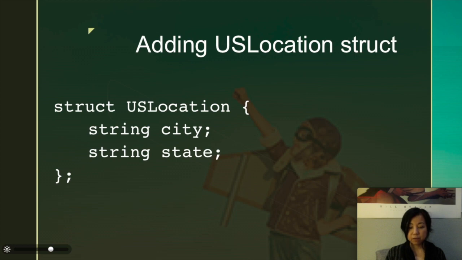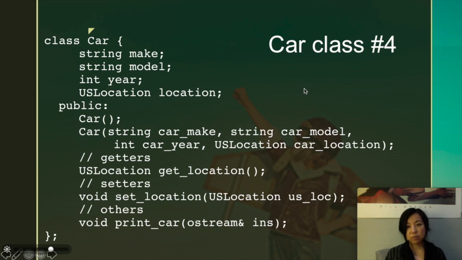So we saw that in the last implementation of the class, we have a city and a state inside the car, but apparently it's just a location in the United States, right? And so you can encapsulate it in a unit and call it US location. That's what we are going to do in this video, create a struct called US location and have two members, the city and the state, and their data type is string. In this implementation, I call it class definition number 4.